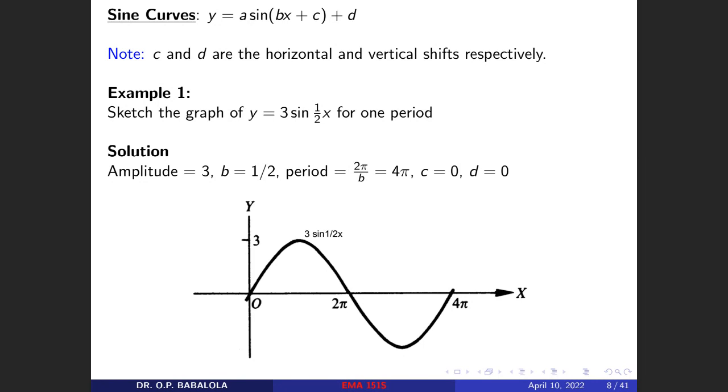So let's take this example, and we want to sketch the graph of this example. We want to sketch the graph of 3 sin half x for one period. What does it mean? Can someone tell me what we mean by for one period?